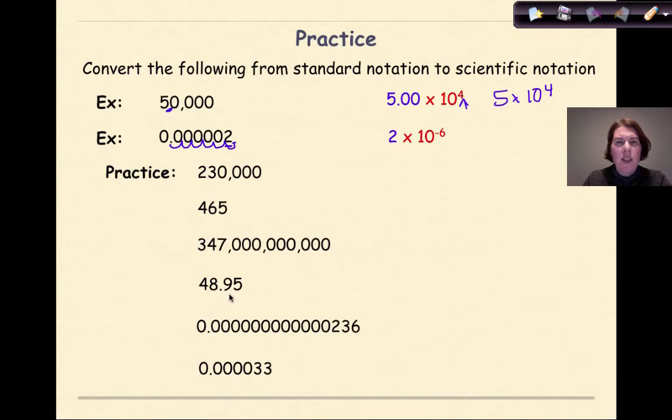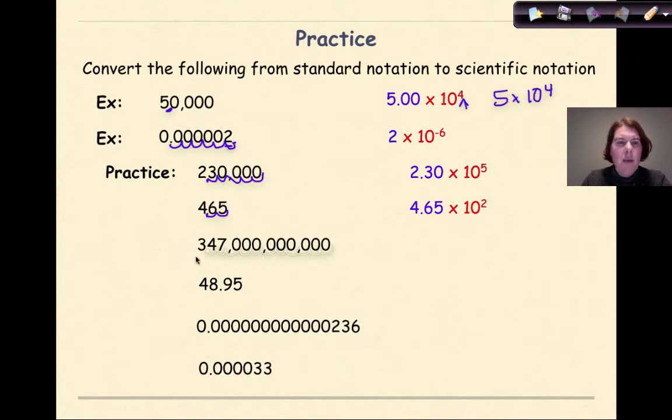Welcome back. Let's see how you did. So our first one here, 230,000. This is a number that is greater than 1, so we're going to put our decimal right here, and then we're going to count to the right. So 1, 2, 3, 4, 5. So when we write this out, it's going to be 2.30 times 10 to the 5th, a positive exponent. Let's look at the next one. 4.65, we're going to put our decimal point right here, and then we're going to count to the right. 1, 2. So when we do this, our answer will be 4.65 times 10 to the 2.